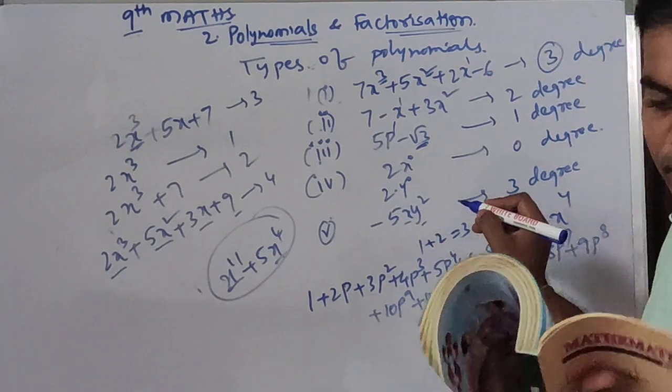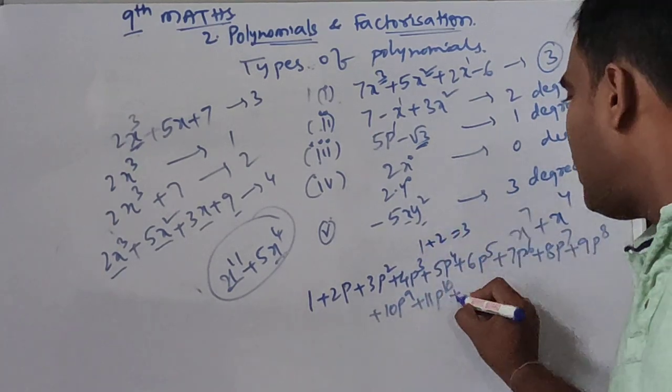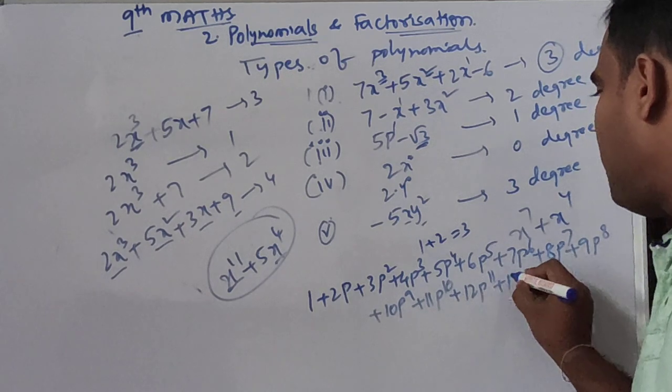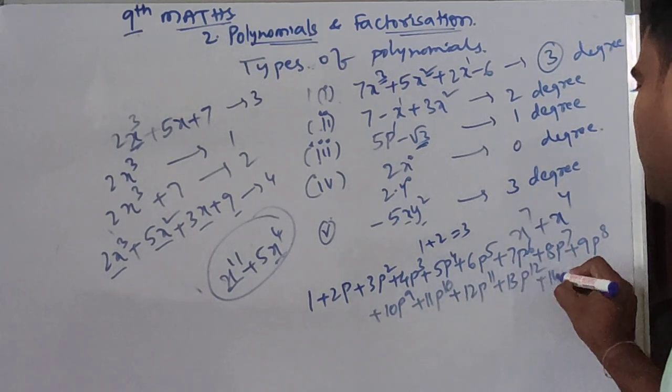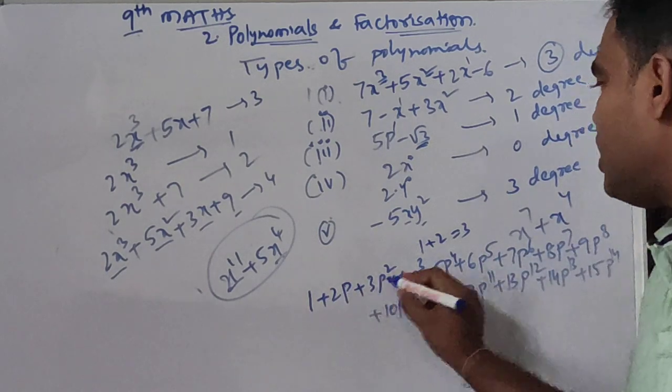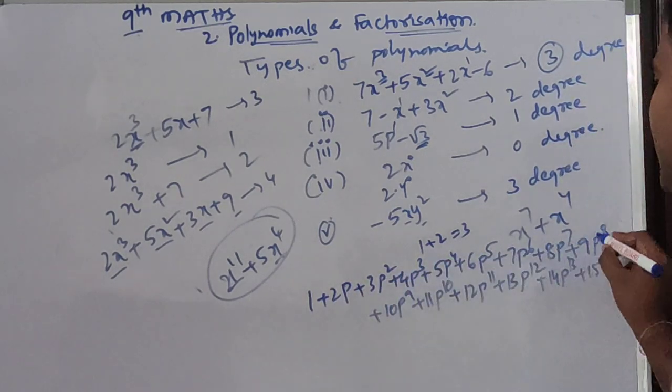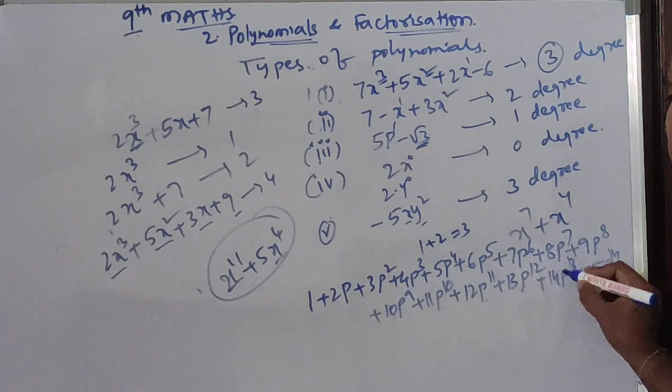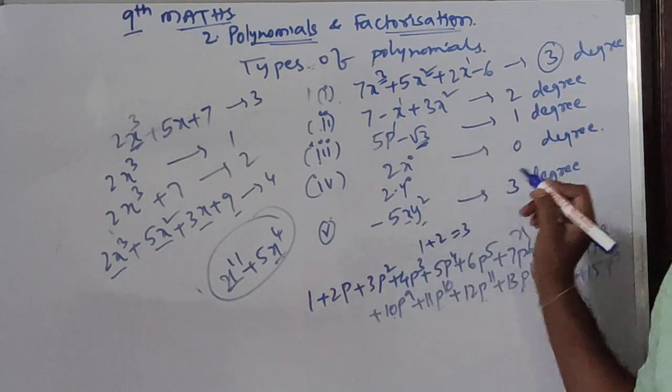How many terms we need? 15. 12p power 11, 13p power 12, 14p power 13 plus 15p power 14. So 1, 2, 3, 4, 5, 6, 7, 8, 9, 10, 11, 12, 13, 14, 15. These are the 15 terms.